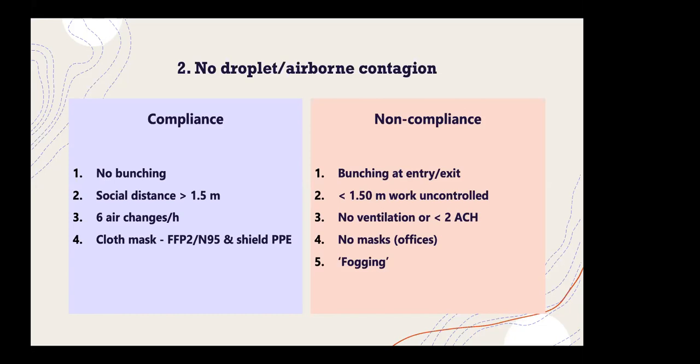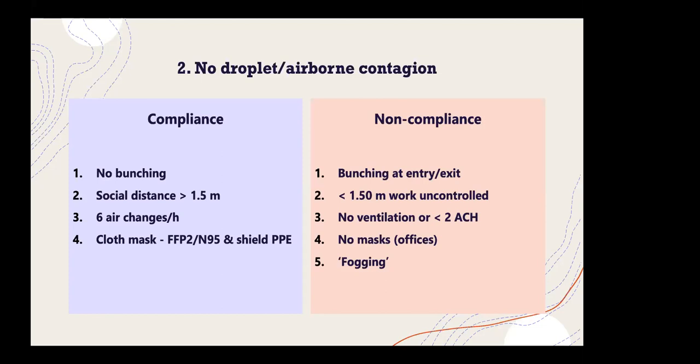What do we see? We see bunching at the entry, bunching at the exit. It looks like employees often only come into line once they enter the workplace. We see in the workplace less than 1.5 meter work being uncontrolled. In other words, you can put a work permit system in place where people have to do close contact work, and you put the necessary measures in place.